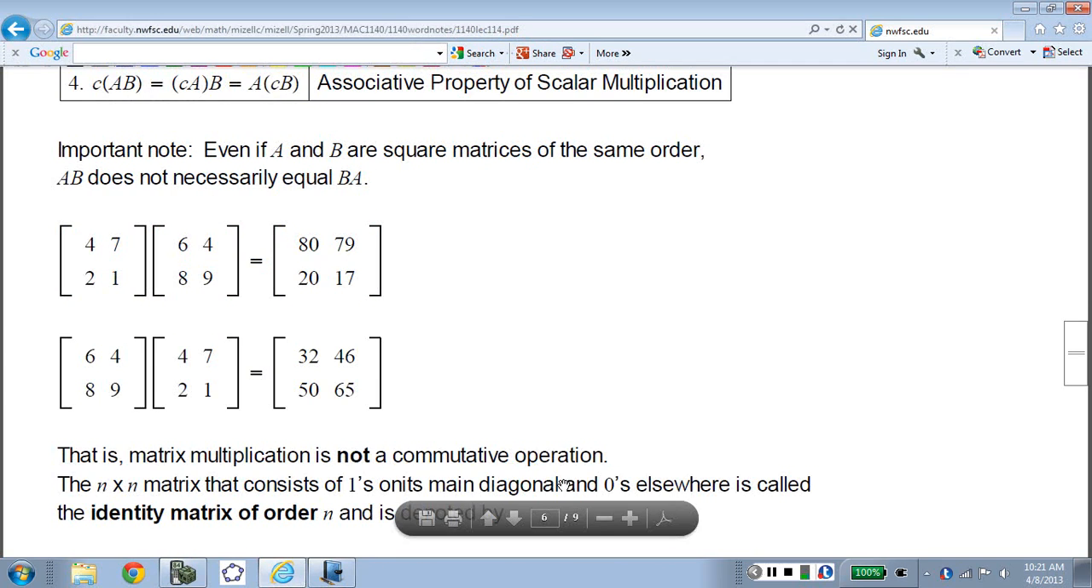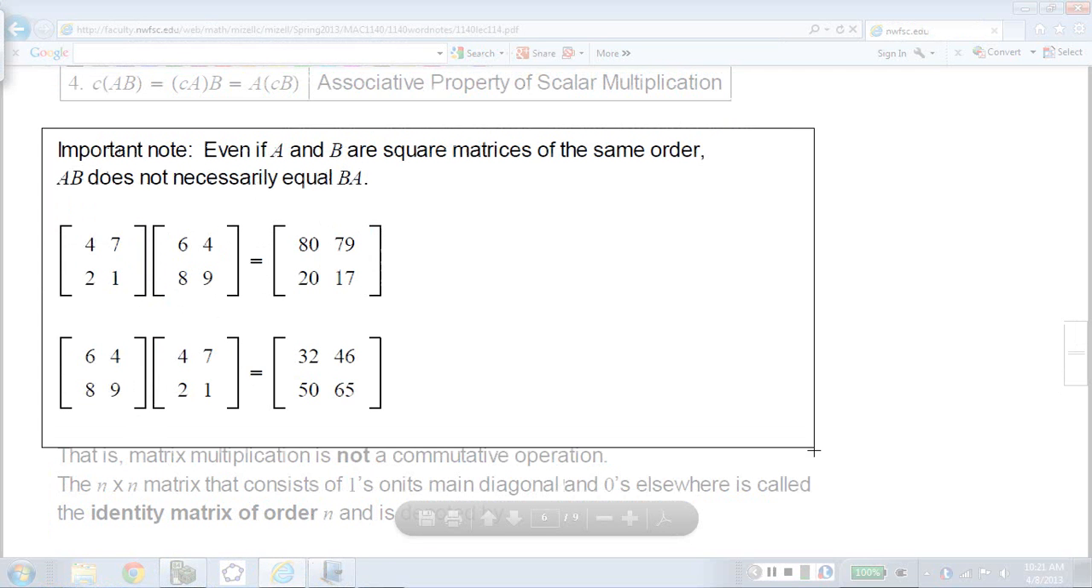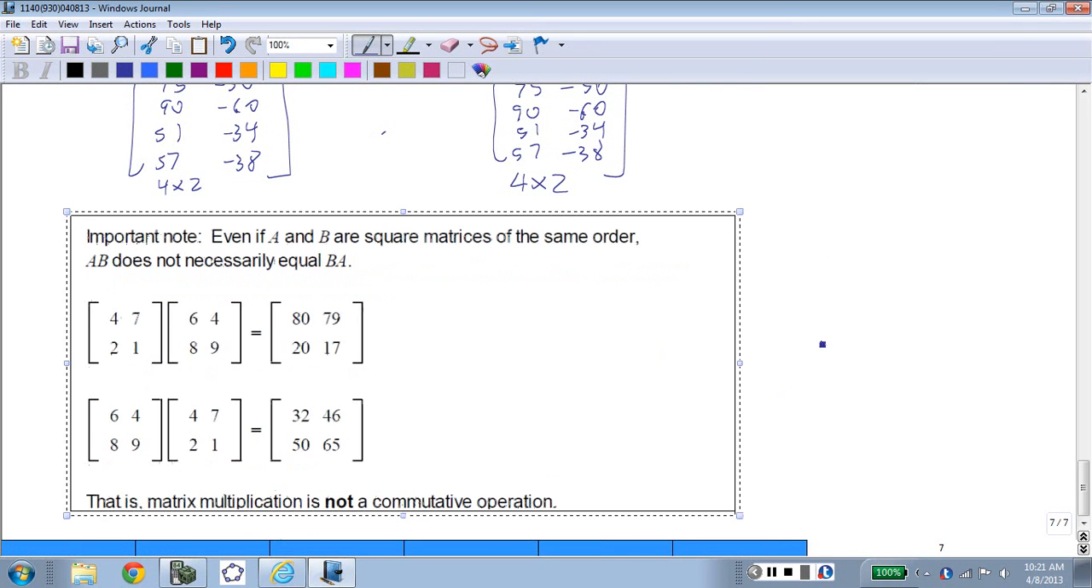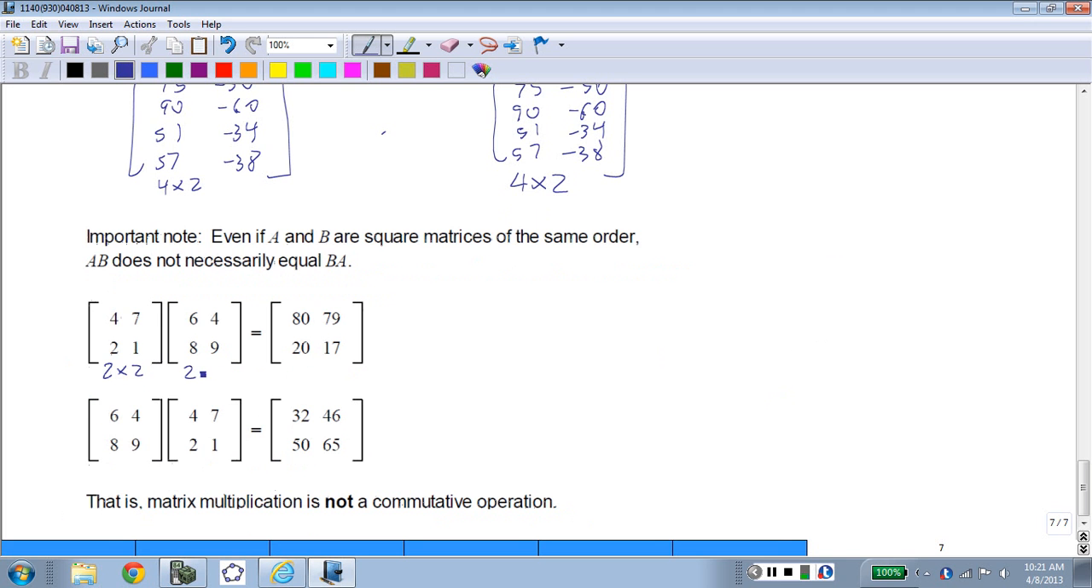Here's the example. These are both 2 by 2 matrices. This is a 2 by 2, this is a 2 by 2. The 2's match, and so the product is a 2 by 2. If we multiply, we can just check an entry there. Multiply row 1 by column 1. We get 24 plus 56. 4 times 6 is 24, 7 times 8 is 56. So 24 plus 56 is 80. If we reverse the order of the matrices to do the multiplication, take the 6, 4, 8, 9, put it on the left. Take the 4, 7, 2, 1 and put it on the right.